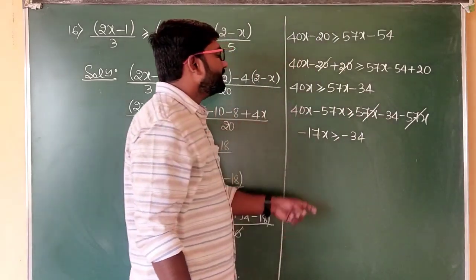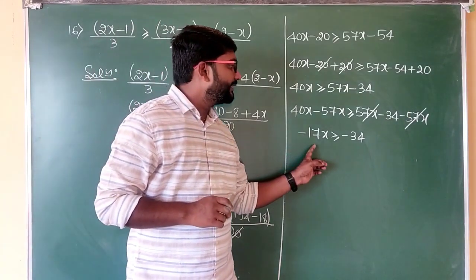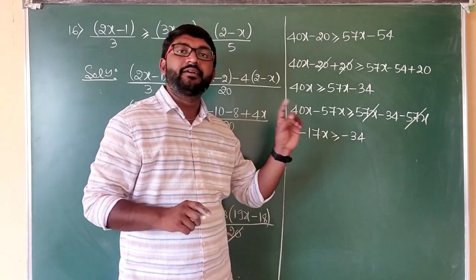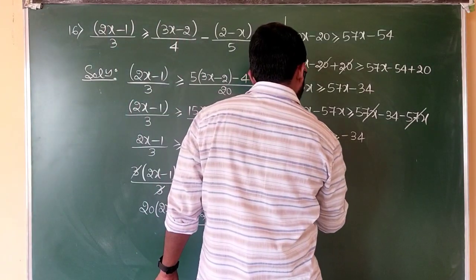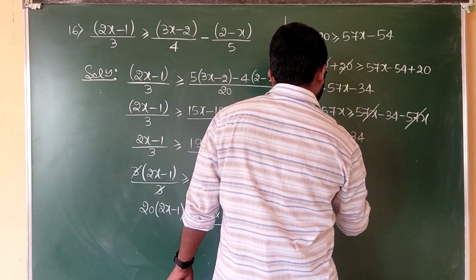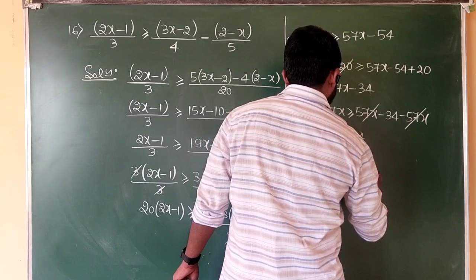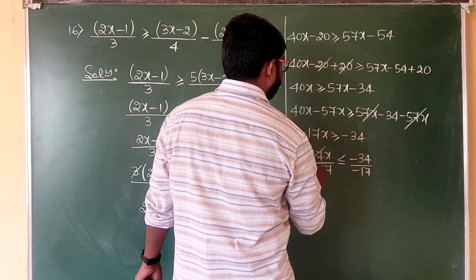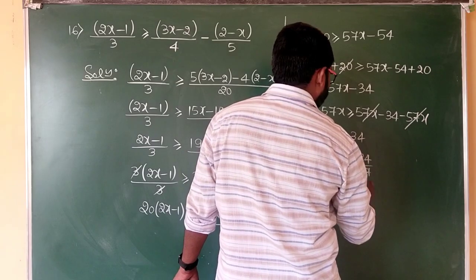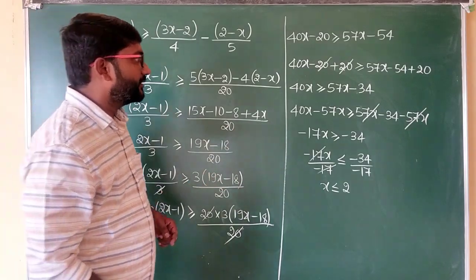Now here minus 17 is an extra term, we need to eliminate minus 17. So, let us divide both sides of the inequality by minus 17, and the sign of inequality is reversed. So, minus 17x by minus 17, less than or equal to minus 34 by minus 17. Minus 17 gets cancelled. We have x less than or equal to, minus by minus is plus, we get 2. 17 ones are 17, 17 twos are 34. So, x less than or equal to 2.